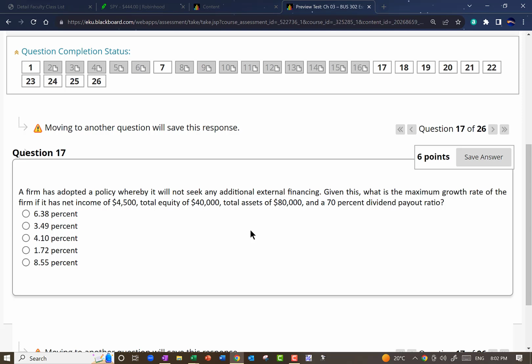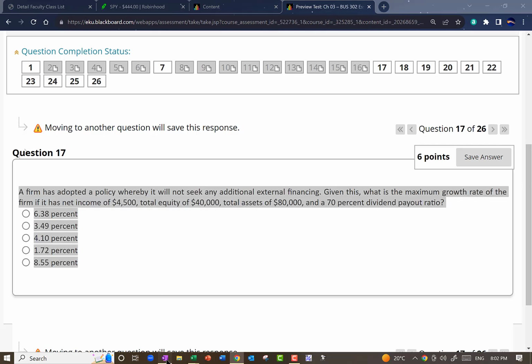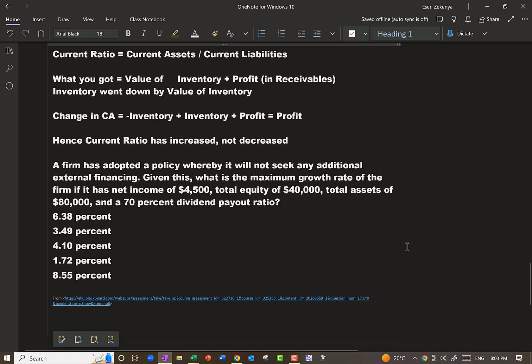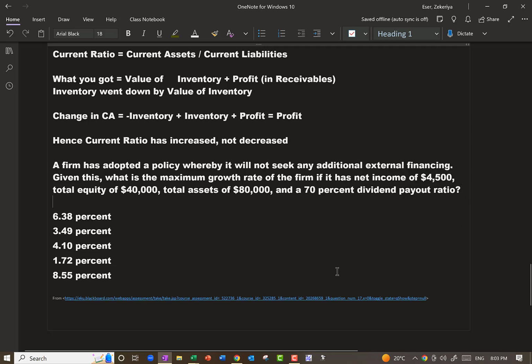All right. Okay, let's do some calculations. A firm has adopted a policy whereby it will not seek any additional external financing. Given this, what is the maximum growth rate of the firm? So what is the ratio that we're going to calculate? Internal or sustainable? Given the information here, that's the first thing we're going to decide. What are we calculating?